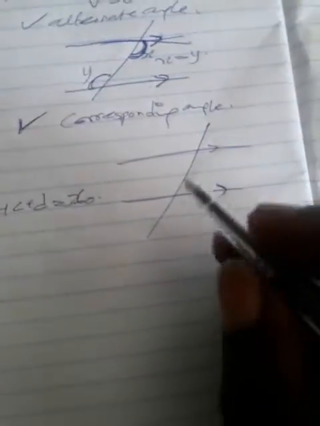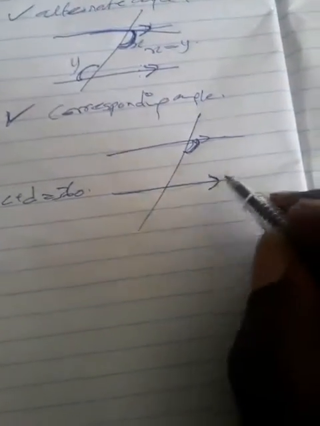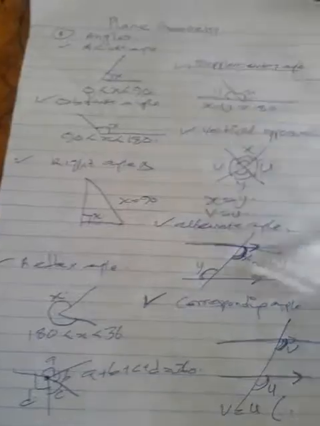Then another thing that we are going to look at is what we call corresponding angle. What corresponding angle is saying is that if you have two parallel lines, I'm going to use this sign also to show that the lines are parallel. Then you have a line that runs through them. If I'm having V here and U here, I'm saying V equals U, and the reason is what we call corresponding angle.